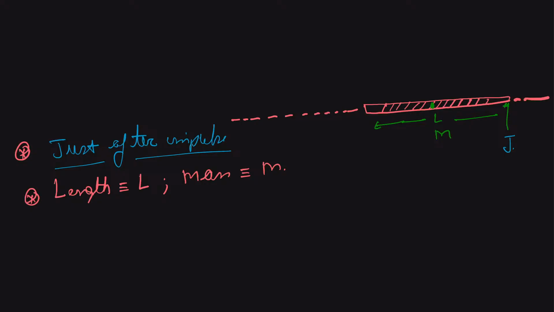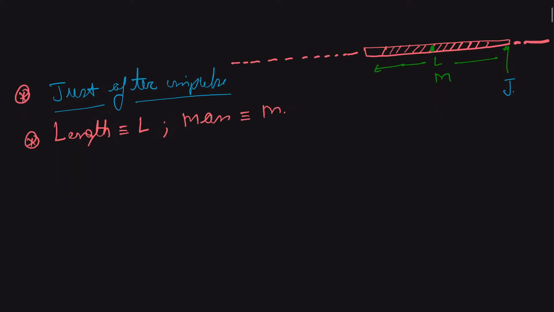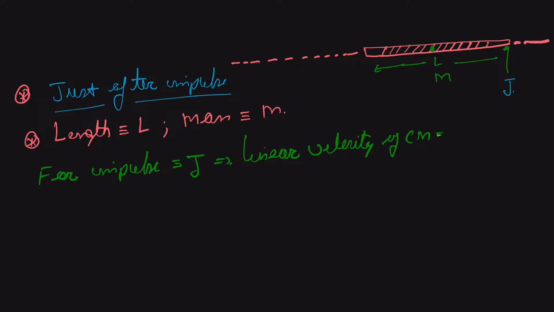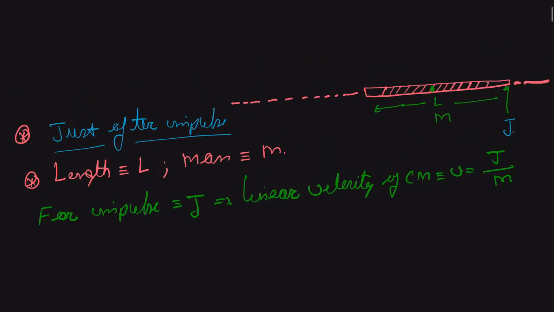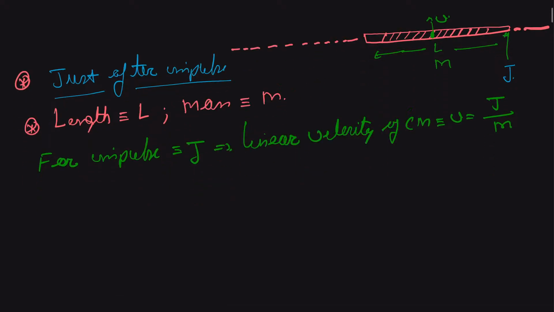Therefore we can write that for impulse J, the linear velocity of the center of mass, suppose it is v, will be equal to impulse divided by m, so v equals J by m. This is the velocity of our center of mass, and from here we can find the angular velocity.